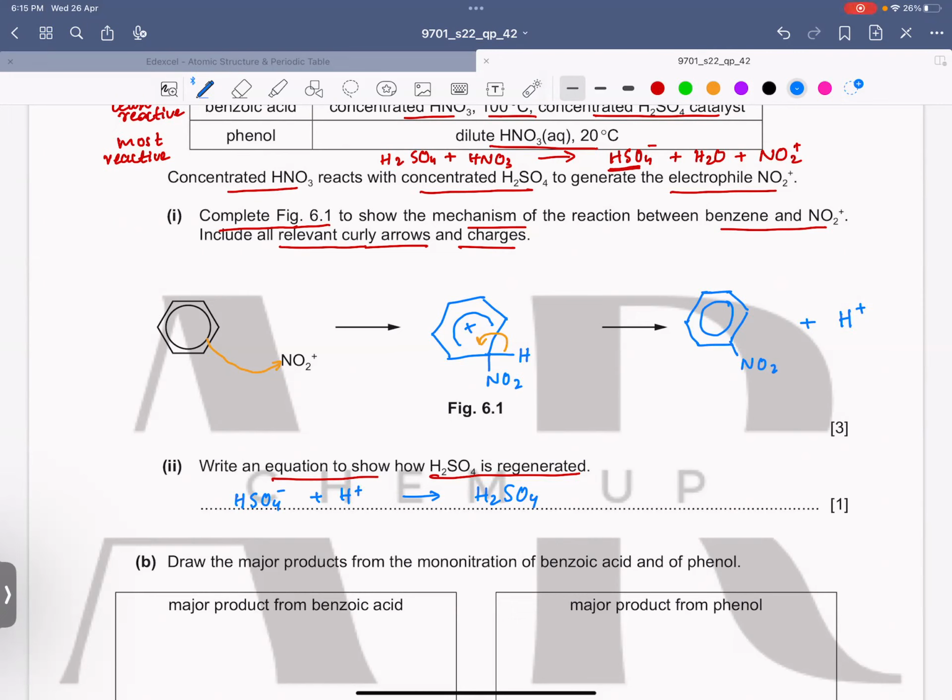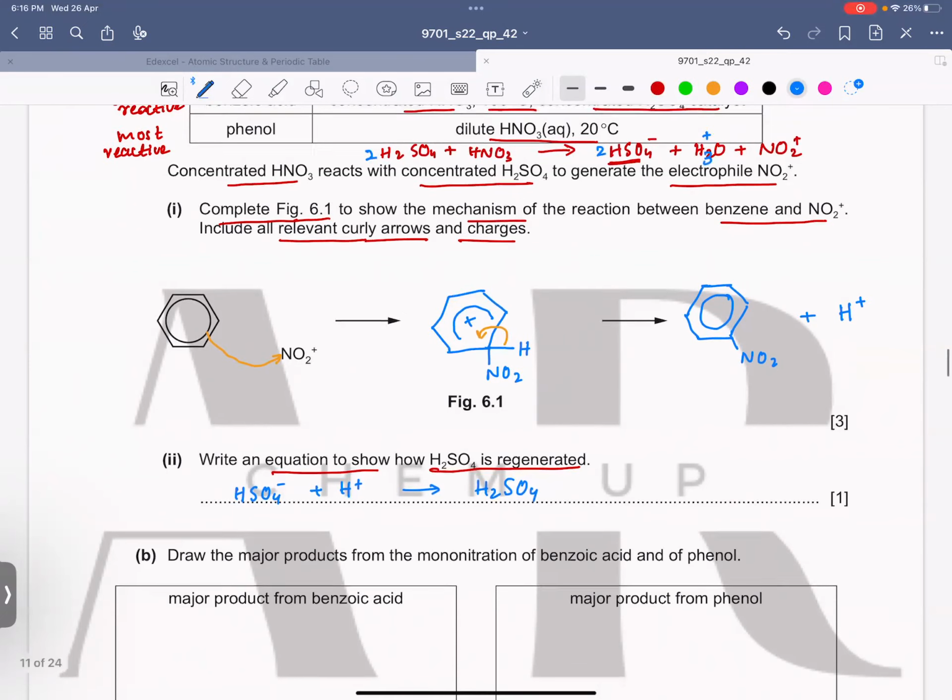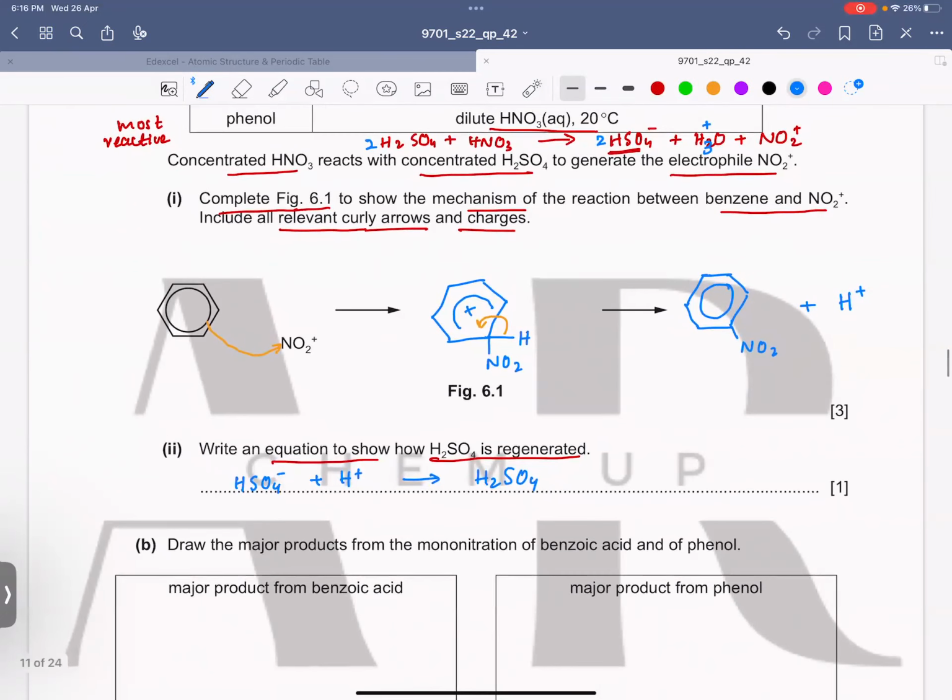Is this clear to everyone? Sir, can we make H3O positive instead of H positive here? Yes, that's what I'm doing. It's an acidic medium, so sulfuric acid releases hydrogen ions, so it actually becomes H3O positive due to the acidic conditions. Okay, is this clear to everyone? Yes, sir.